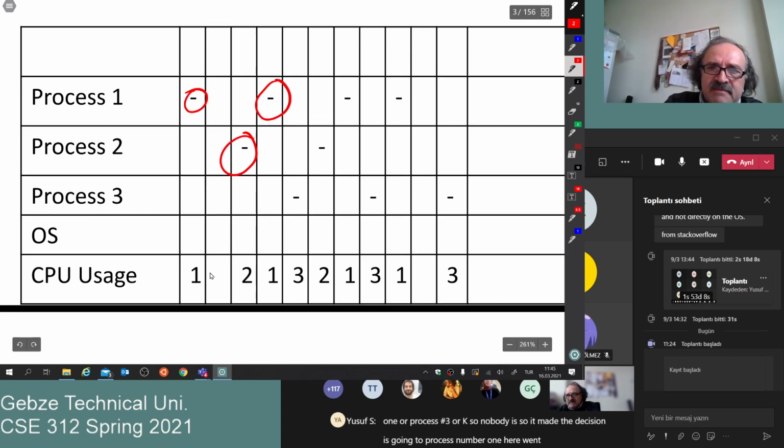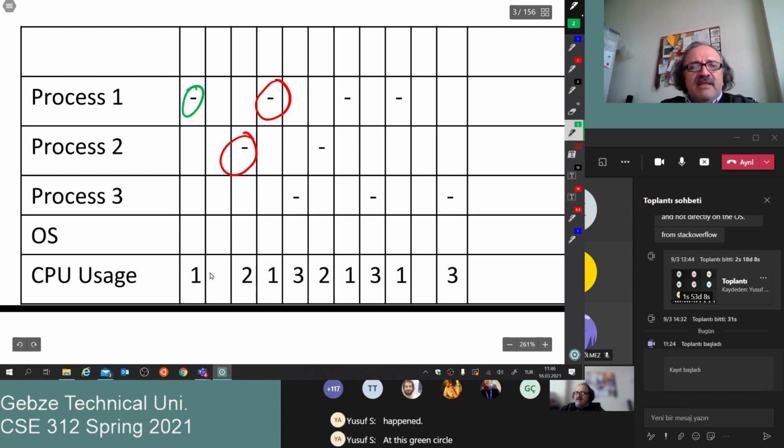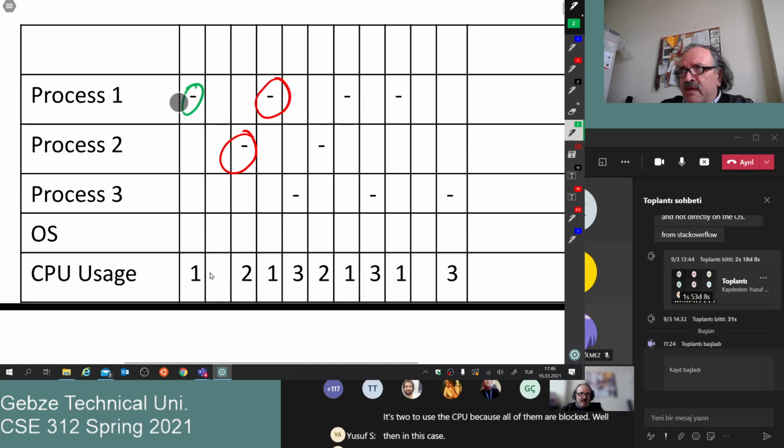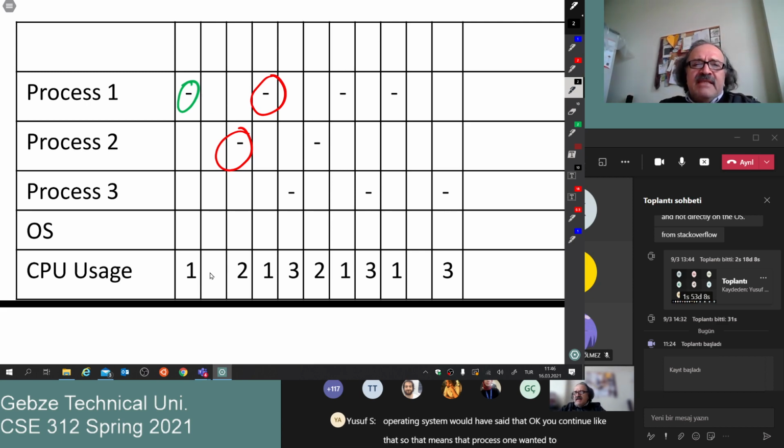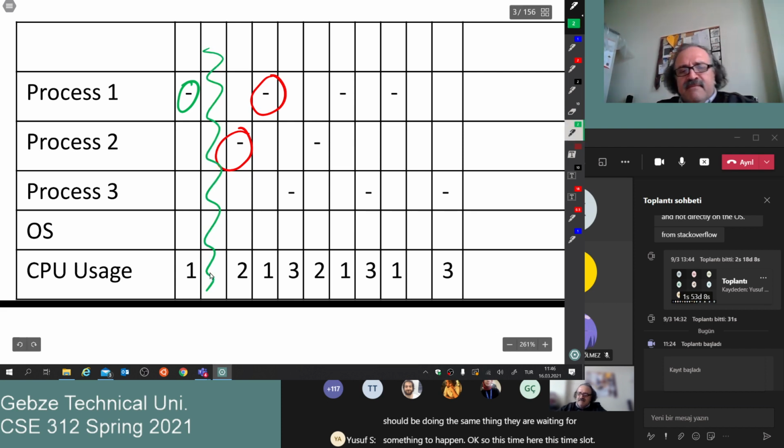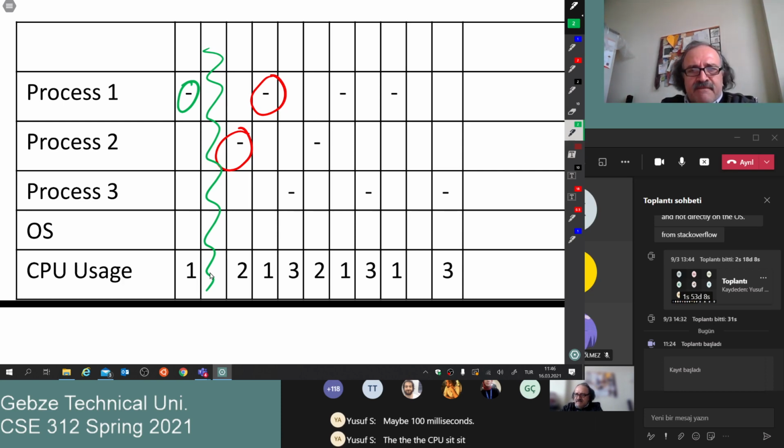Here, when the timer interrupt happened at this green circle, the operating system cannot find anybody to use the CPU because all of them are blocked. Well, then in this case, process 1 is not stopped because of the timer interrupt. If it were stopped because of the timer interrupt, the operating system would have said, okay, you continue like that. So that means that process 1 wanted to get some data from the disk or from the network or from somewhere else, so it is blocked. Process 2 and process 3 should be doing the same thing. They are waiting for something to happen. So in this time slot, maybe 100 milliseconds, the CPU sits idle, doesn't do anything useful.